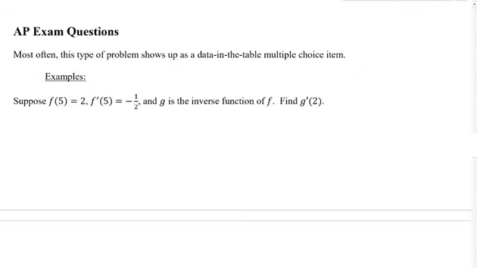Okay, so most often what we're going to see is them give us just the right amount of data to solve this problem. They're telling me that f of 5 equals 2, f prime of 5 is negative half, and g is the inverse function of f. So find g prime of 2, which is like code for saying find f inverse prime of 2. Well, we know that the derivative of f inverse is 1 over f prime of f inverse.